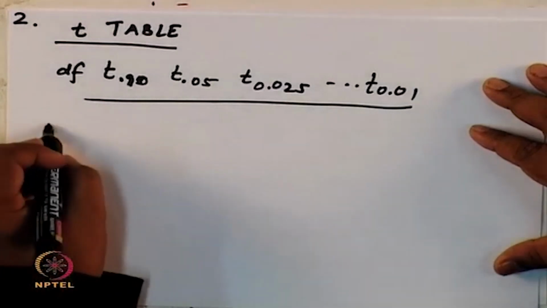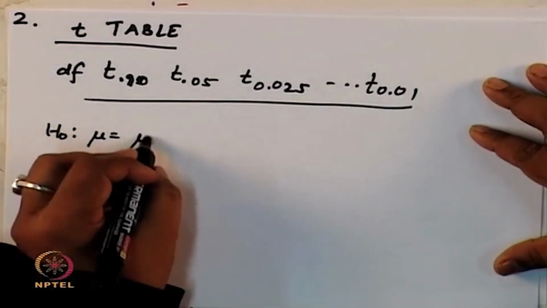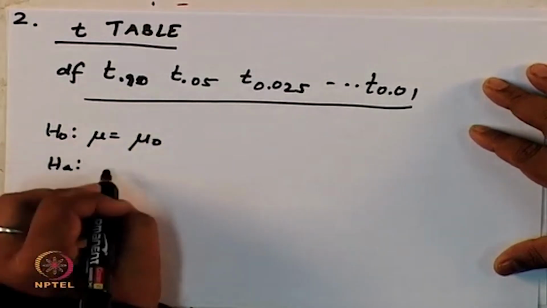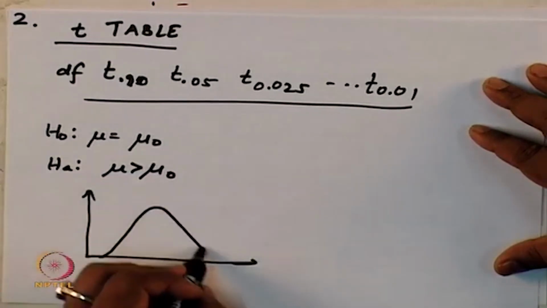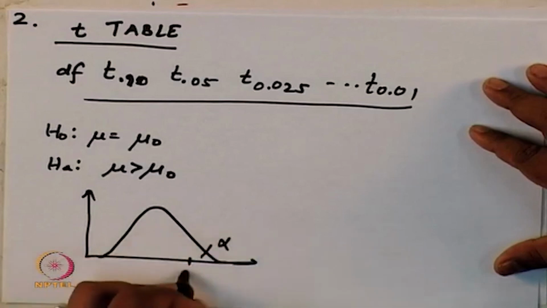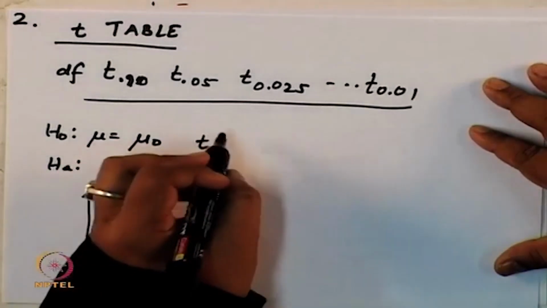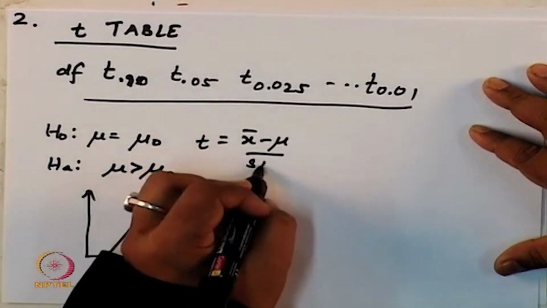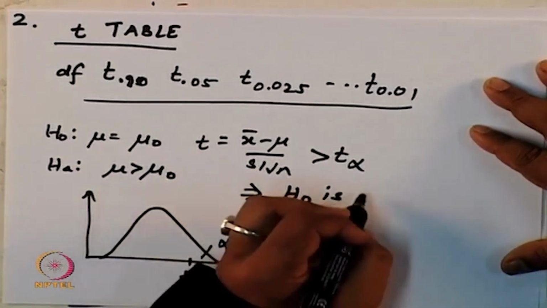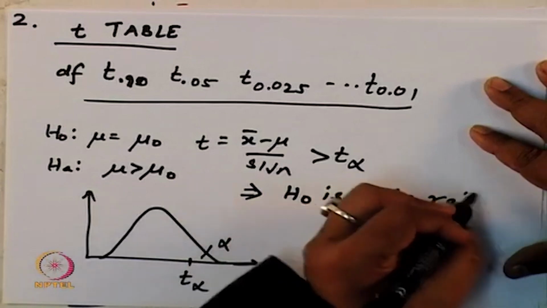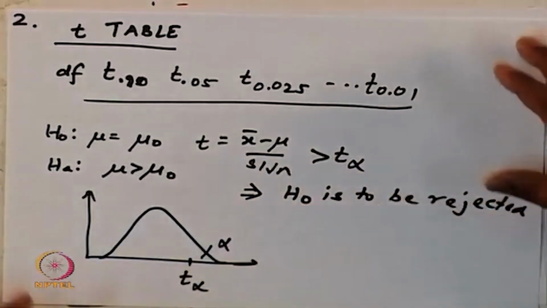For a t test, your hypothesis is mu equal to mu naught, and let us say your alternate hypothesis is mu greater than mu naught. For a given value of alpha you will calculate t of alpha, and if your t value, x bar minus mu by s by root n, is greater than t alpha, this would imply that H naught is to be rejected. So, t is used for small samples, estimating the population mean or differences in population means.